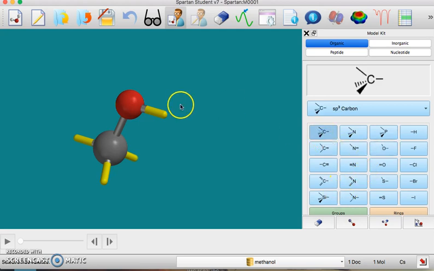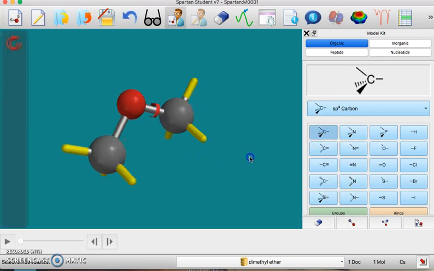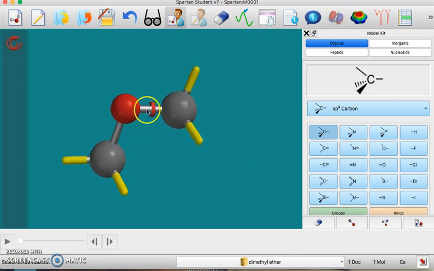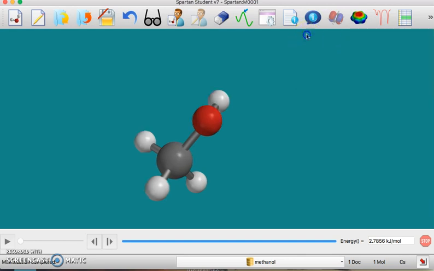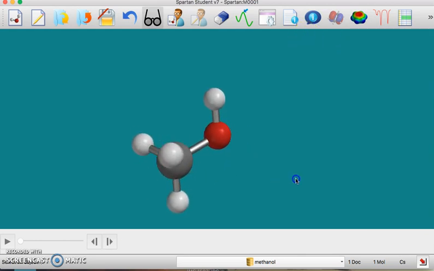So maybe I actually wanted to put another carbon over here and have it be a different type of molecule where oxygen is in between two carbon atoms. For now, I'm actually just going to delete this and stick with my alcohol that I had. Minimize that, get rid of that window.